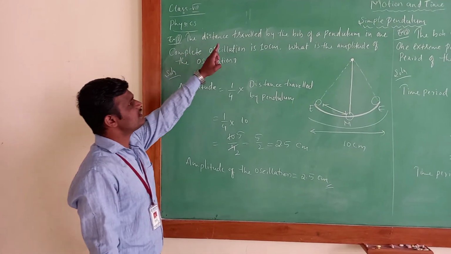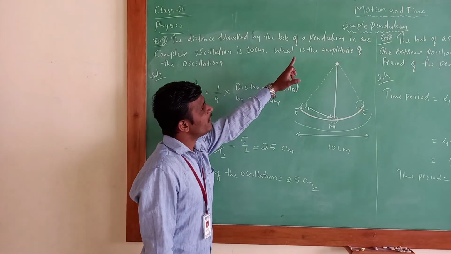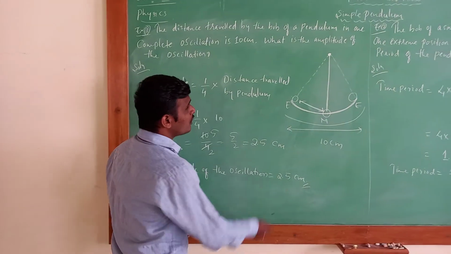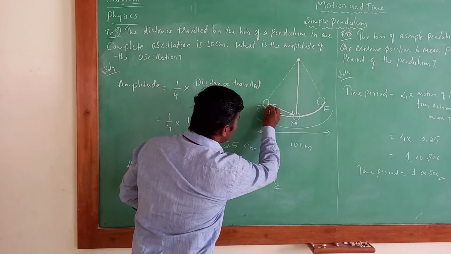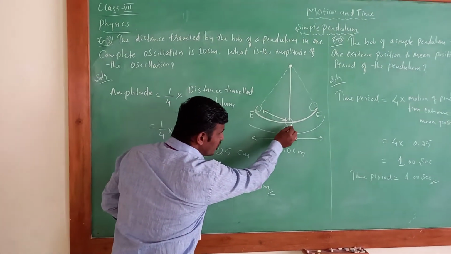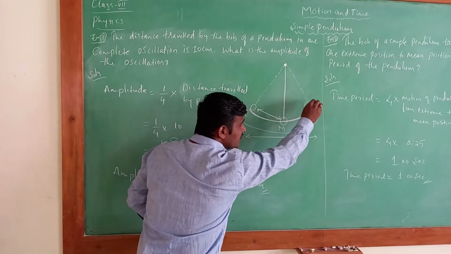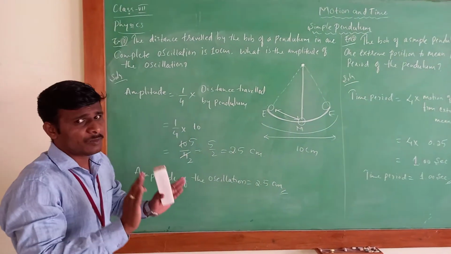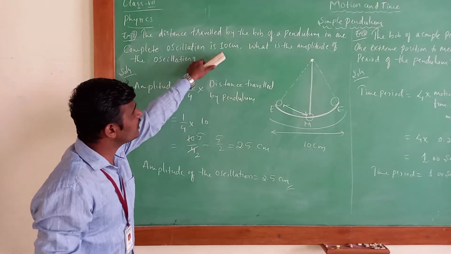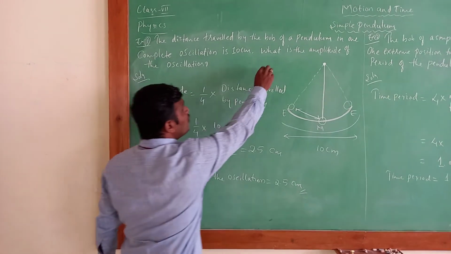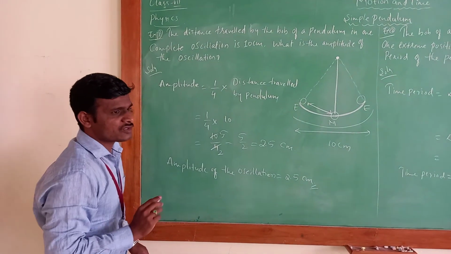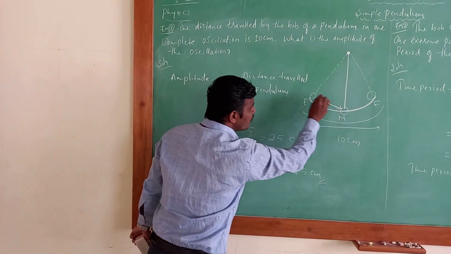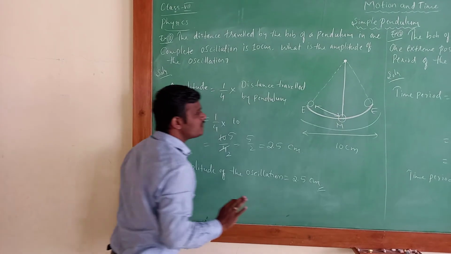So once again, the distance travelled by the bob of a pendulum in one complete oscillation is 10 centimeter. In one oscillation, the bob will move from extreme position to mean position, then mean position to extreme position, then extreme position to mean position to extreme position. Then we say that is one complete oscillation. That distance is 10 centimeter. They told me to calculate the amplitude of the oscillation. Amplitude means the highest displacement from the mean position to the extreme position, so from here to here we have to calculate the distance.